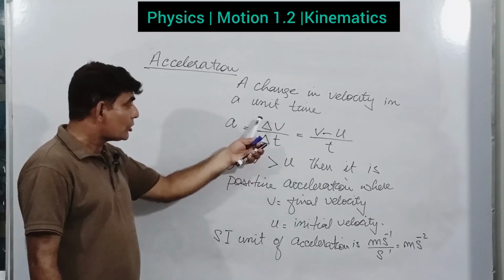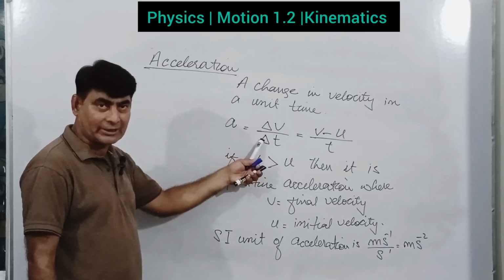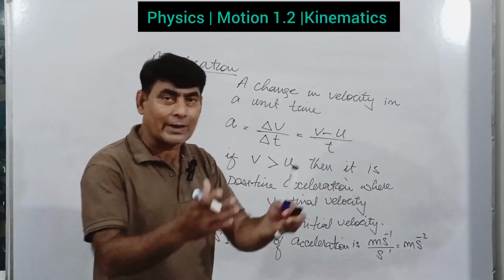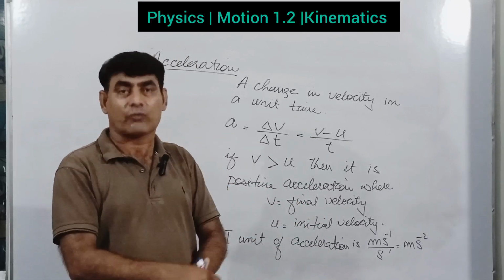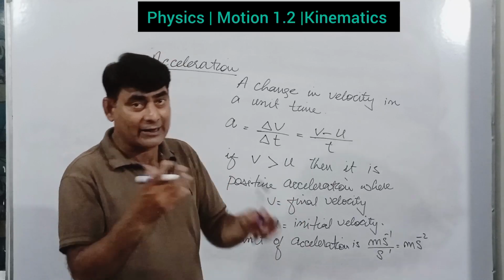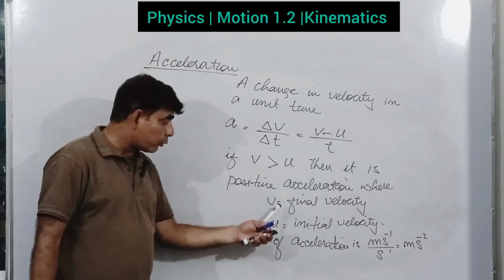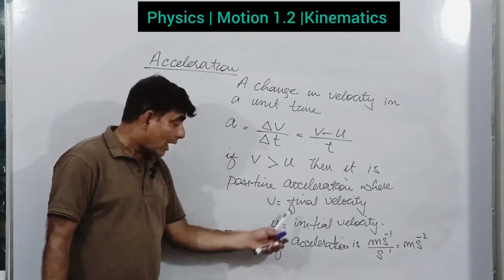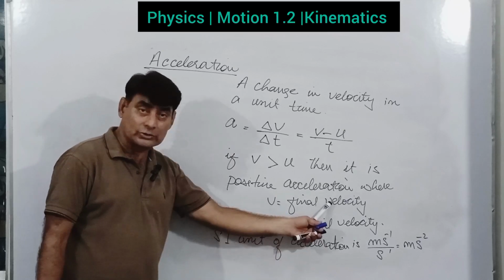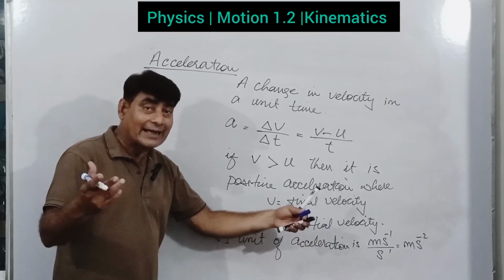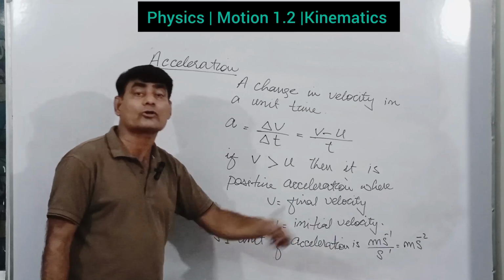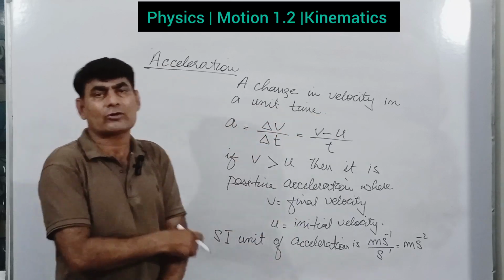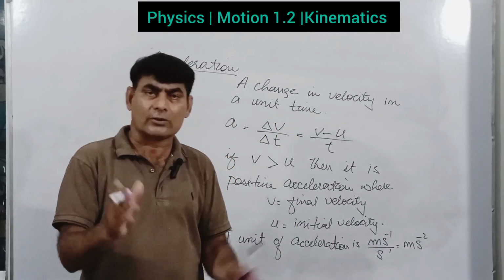Mathematically, we can write it as change in velocity upon time interval or time taken. This can be resolved into v minus u. When you accelerate a vehicle, there must be a change in speed or velocity, so there must be an initial and a final velocity. We consider v the final velocity after acceleration, and u the initial velocity before acceleration. So the change between them is the change in velocity. We are talking about the positive change. This is acceleration, or positive acceleration.